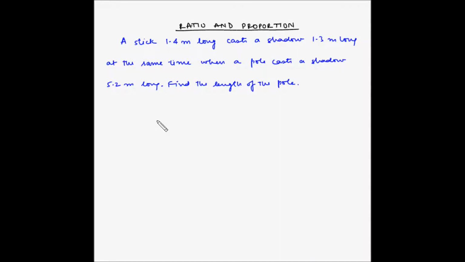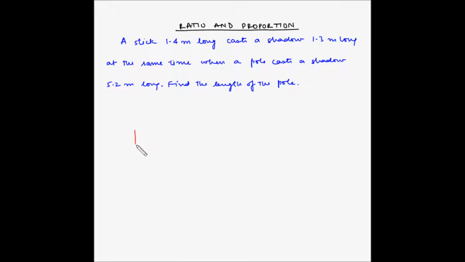Let us look at another example of ratio and proportion. A stick 1.4 meters long casts a shadow 1.3 meters long at the same time when a pole casts a shadow 5.2 meters long. Find the length of the pole.